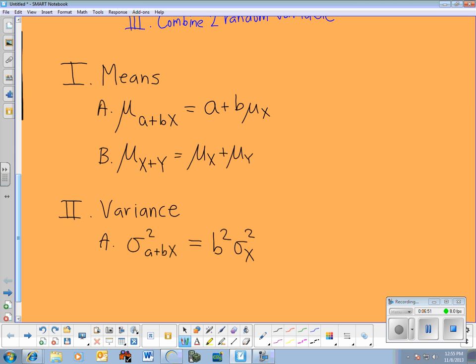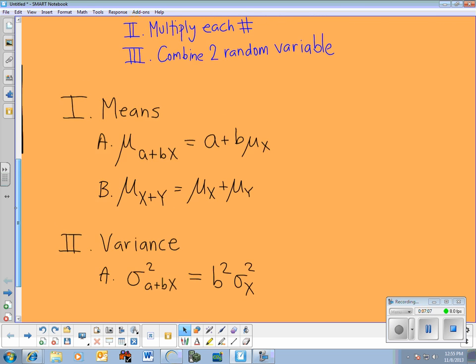Notice that this A showed up nowhere on the right-hand side. Think about what that means. That means we could add to everybody's value, and all it's going to do, like we've talked about earlier, is shift down the axis, but it's not going to get any more or less spread out. Okay, so let's look at an example.